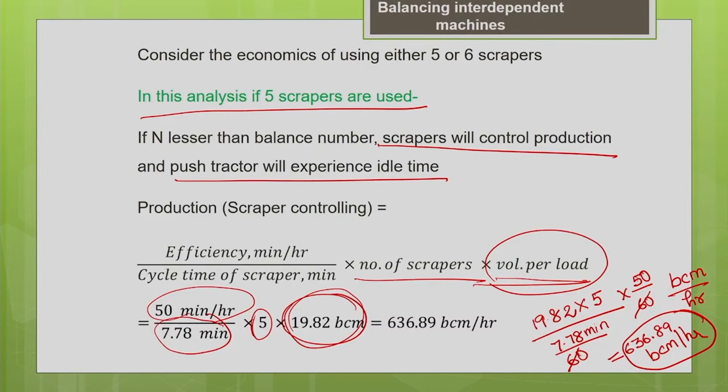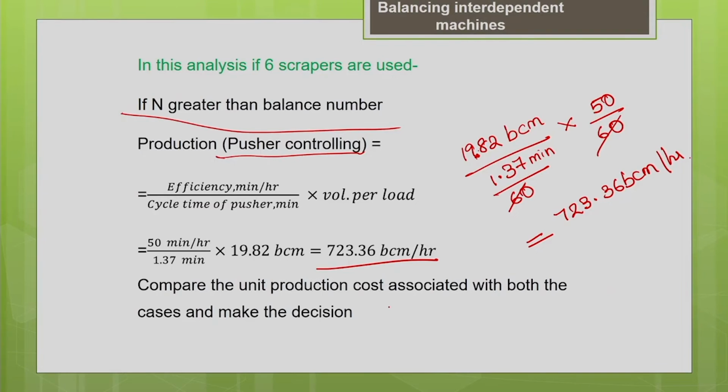Based on productivity, if I select, okay, obviously I have to go for 6 scrapers per pusher. Okay, because 5 scrapers is giving you 636.89, 6 scrapers is giving you 723.36 bank cubic meter per hour. So obviously 6 scrapers per pusher is giving you higher productivity. See, if you are more concerned about the productivity, if you have a very tight deadline, you have to finish the project faster. In that case, people prefer to go for the combination which gives you higher productivity.